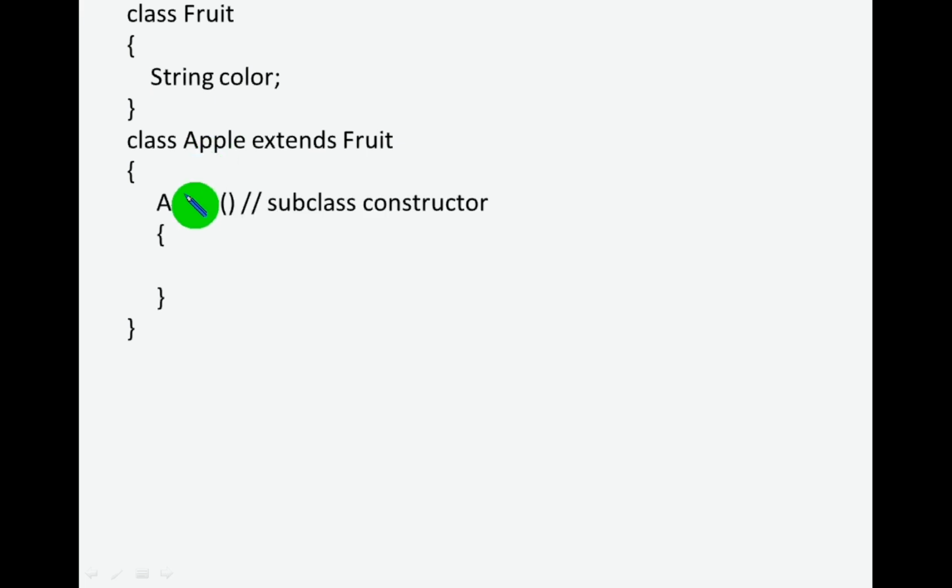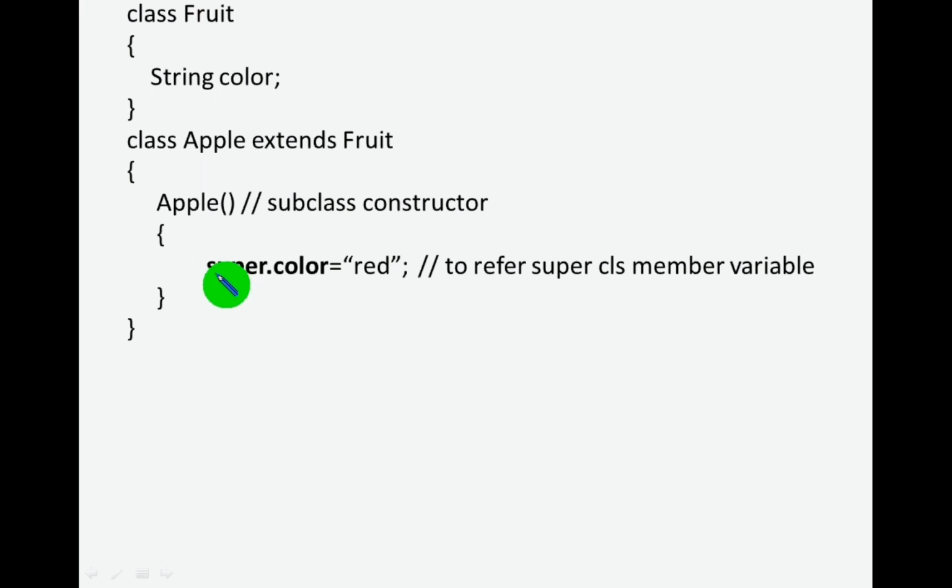Inside the subclass, we are going to define a subclass constructor. Inside the subclass constructor, we are going to assign a value for this color member variable of the superclass. For this, we are using the keyword super dot member variable, which is color. For this, you can assign any color value. Here, this super is used to refer to the superclass member variable.